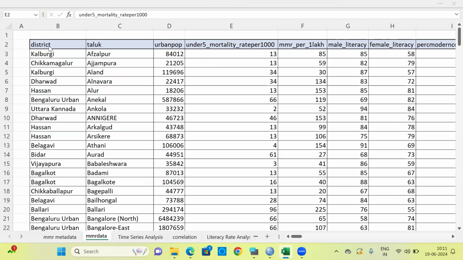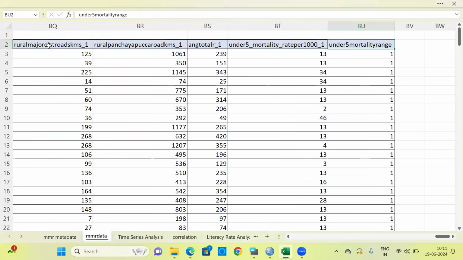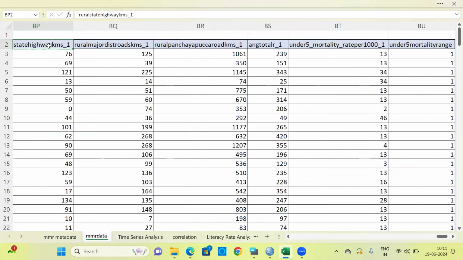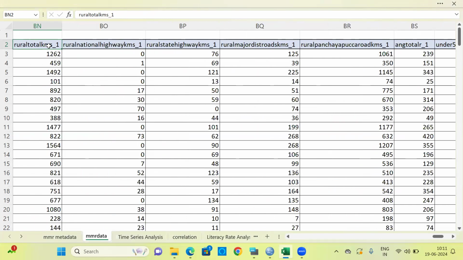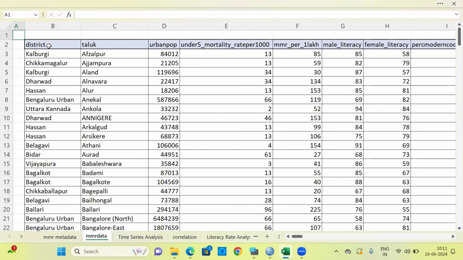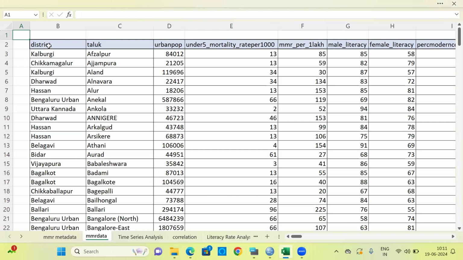There are approximately 70 different columns. I repeat, I have got 70 different columns in the data set. As you can see here, when I scroll to the right side, there are different columns like rural, state, highway, which is expressed in kilometers, so on and so forth. The sample size in this data is approximately 200.